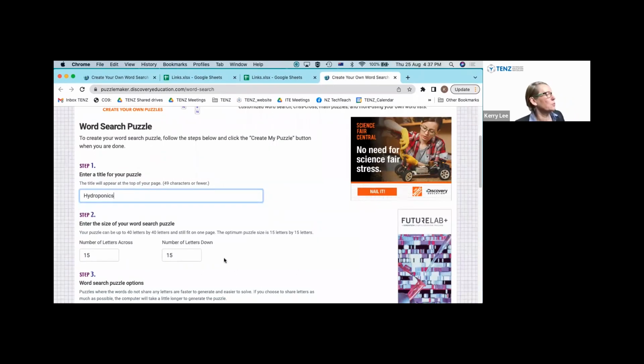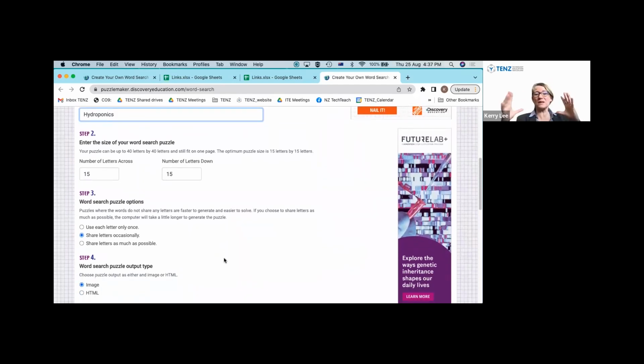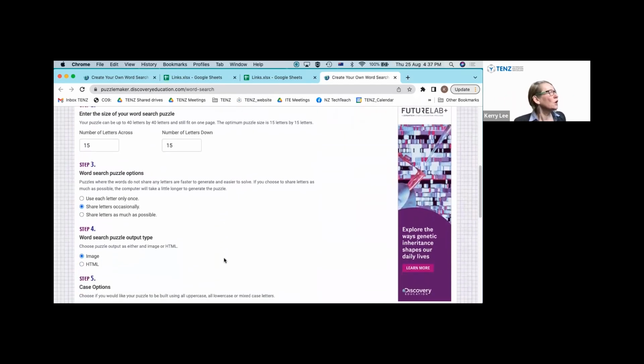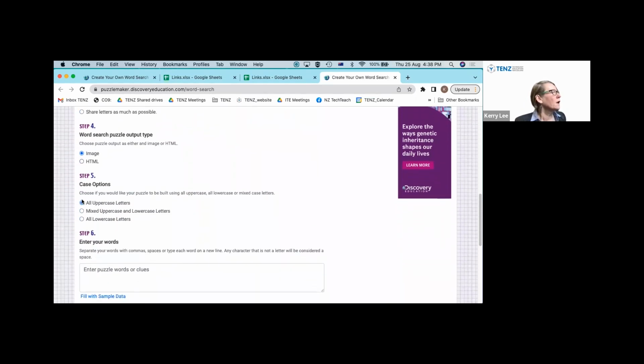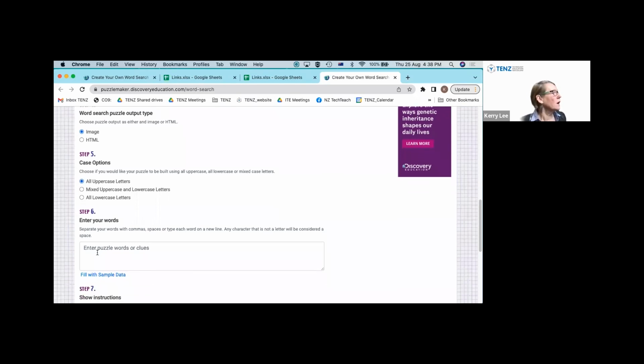I'm going to put in hydroponics. You can make it complicated or simple depending on the level of your students. So that will be how big it is, how many letters they've got to work out. You can make it with your littlies. You're going to share each letter once. Or if you've got your senior children at intermediate, you're going to have it crisscrossing and lots of intersections, really complicated. With your littlies, you might want them all lowercase letters, so you don't have your capitals and your lowercase. I just did my copy and paste from my list.